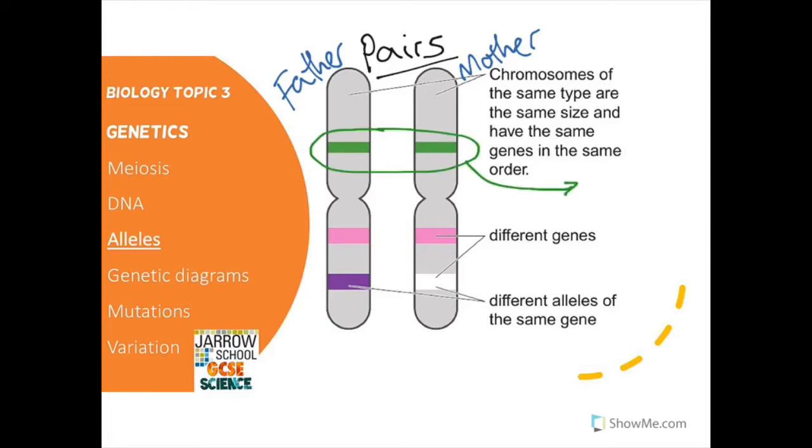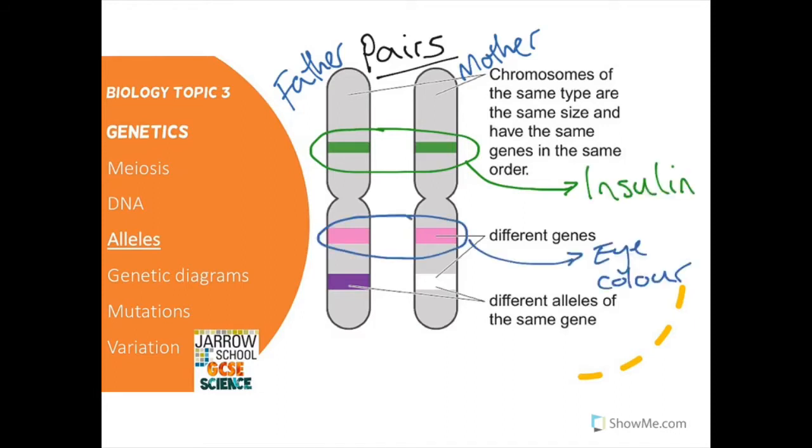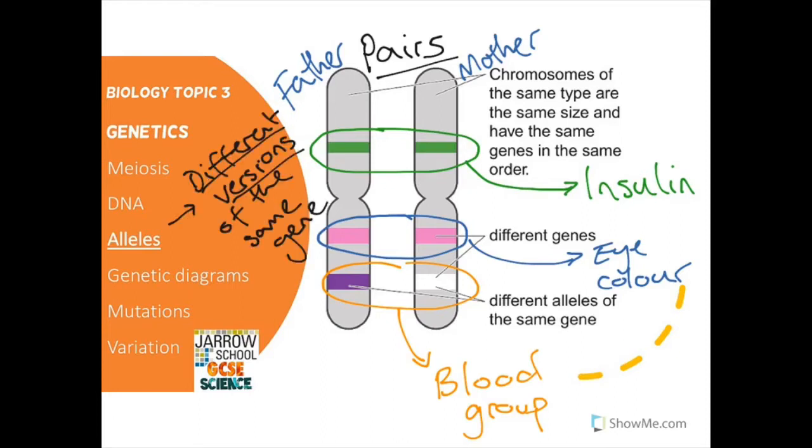And on these chromosomes, we have the same genes from our father and mother. So this gene here, this could be for insulin. The next region, that gene could determine your eye colour. And then finally, that last one could determine what blood group you are. So alleles are different versions of the same gene.